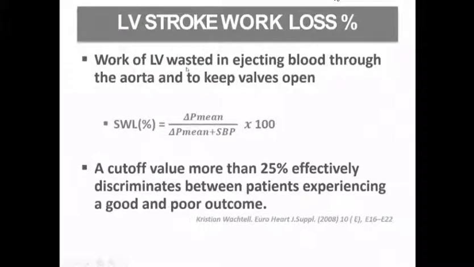So, stroke volume work loss. This is also sometimes asked. It is the stroke volume wasted in ejecting through the aorta and keeping the valve open. It is calculated as the mean pressure gradient divided by the systolic pressure plus the mean gradient, multiplied by 100. The cutoff value of more than 25 discriminates between patients who experience a good and a poorer outcome.